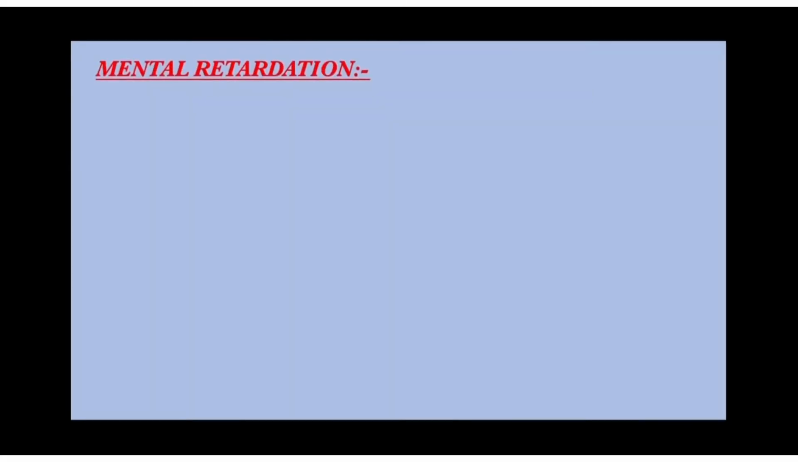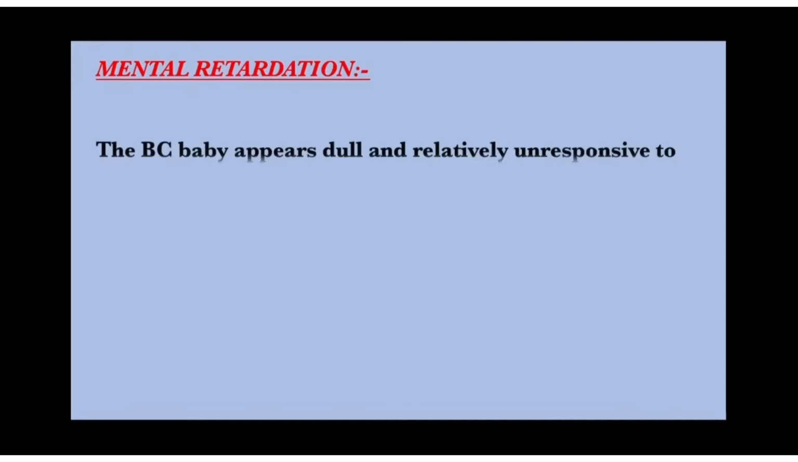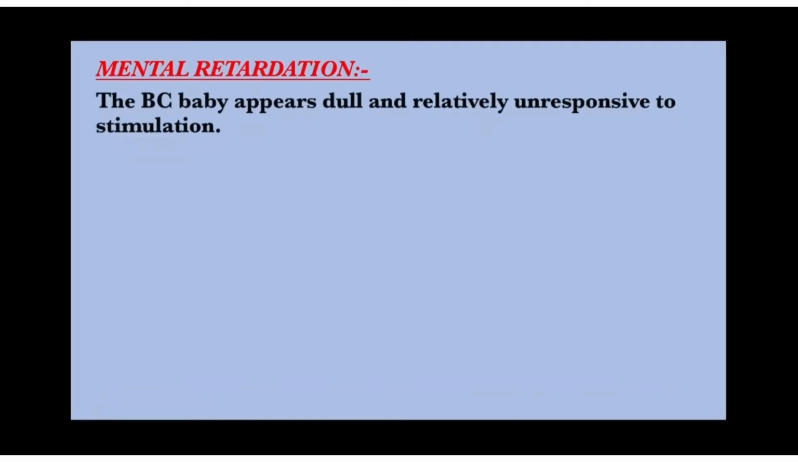Next we'll see mental retardation. There is abnormal growth in the condition of the patient, and it is called mental retardation. The Baryta carb baby appears dull and relatively unresponsive to stimulation. Whatever the stimulation may be, the baby becomes unresponsive to it.